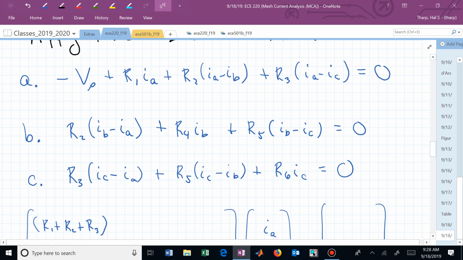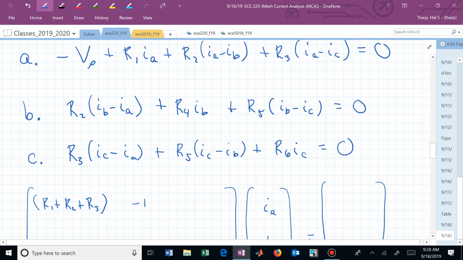I sub B has a coefficient minus R sub 2, and I sub C has a coefficient minus R sub 3. And the voltage we put on the other side of the equality sign, we're adding V sub S to both sides of this equation, and we have V sub S over there. Now, how could we write that down by inspection of the circuit?